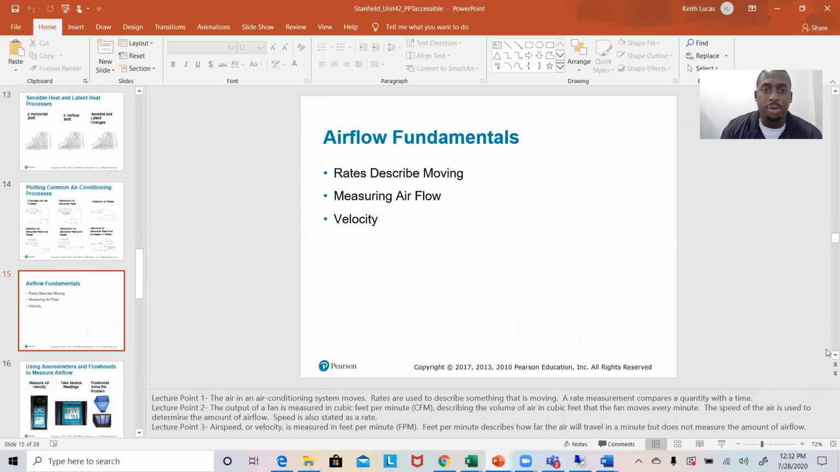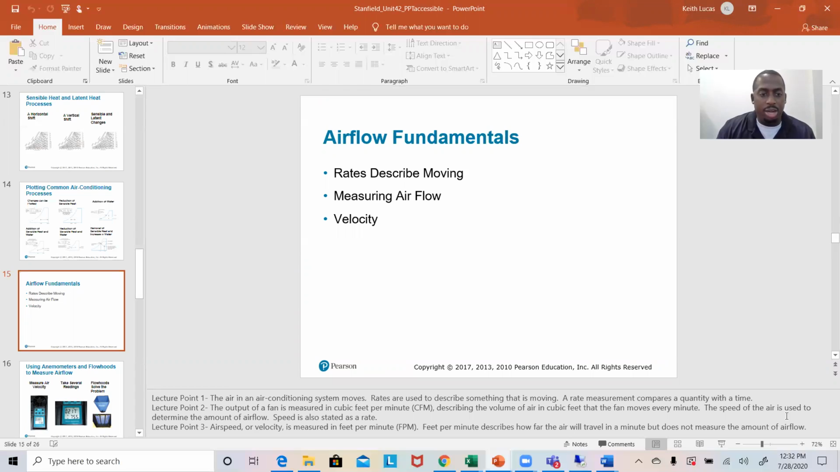Excuse me. So airflow fundamentals. The air in an air conditioning system moves. Rates are used to describe something that is moving. A rate measurement compares a quantity with a time. The output of a fan is measured in cubic feet per minute, describing the volume of air in cubic feet that the fan moves every minute.